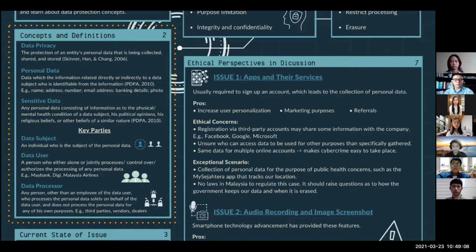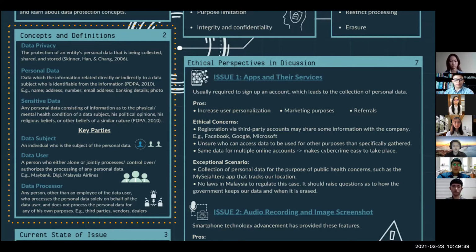Next, we discuss key parties involved in using data. The first one is data subject. This refers to an individual who is the subject of the personal data. Another key party is the data user, defined as a person who either alone or jointly processes any personal data or has control over or authorizes the processing of any personal data. Some examples of a data user include Maybank, DG, and Malaysian Airlines.